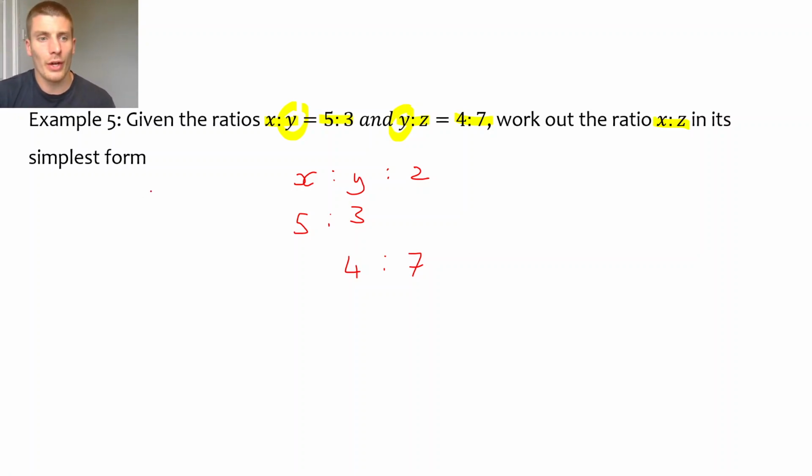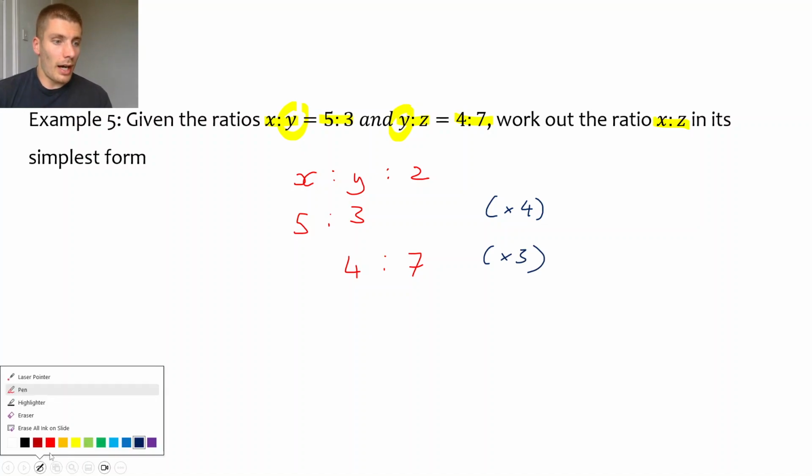So really you're thinking here, what number do 3 and 4 both go into? Well, they both go into 12. So we can multiply the ratios by numbers that will get them to 12. So the first one, let's times this ratio by 4. And the second ratio, let's times it by 3. I'm going to do this in one step.